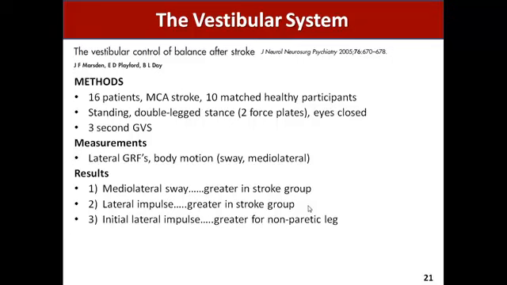The study also found a greater initial lateral impulse for the non-paretic leg, the leg that was not affected by the stroke, as a means of trying to reestablish what was perceived to be a perturbation to standing equilibrium.